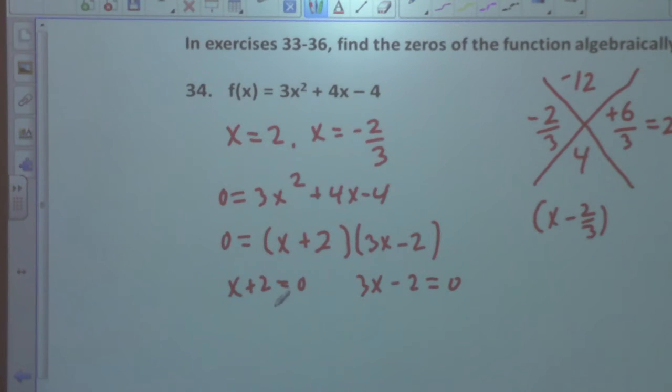I'm just gonna mix it up. So, yeah, that's the easiest thing in the world to get mixed up. So we got x equals -2, x equals 2/3. Okay? Questions on that? Okay, good, still good work.